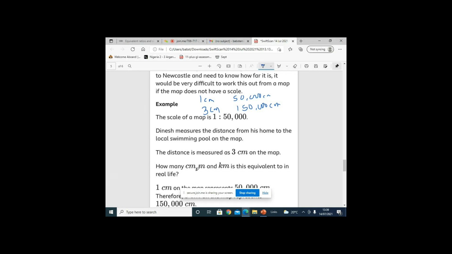Now, the next thing is they ask you to write it in meters. Don't forget your conversion: 100 centimeters makes 1 meter. So to convert 150,000 into meters, you divide by 100, and that gives you 1500.